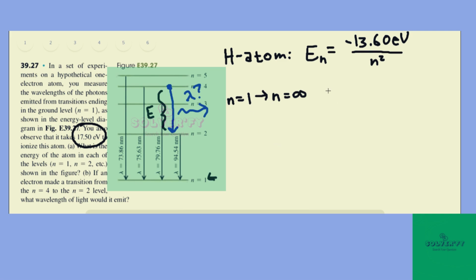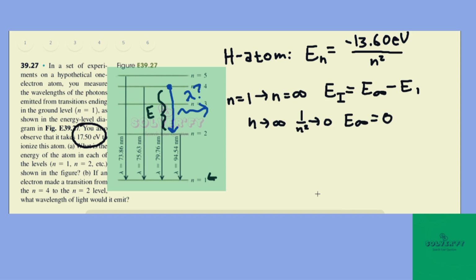And then the ionization energy, so this is the energy that needs to be put into the atom, the energy we need to give to the atom in order to strip the electron away from it, is given by E infinity minus E1. So just by looking at this equation for the energy levels of the hydrogen atom, we see that as n goes to infinity, then 1 over n squared goes to 0. So E infinity must be 0.